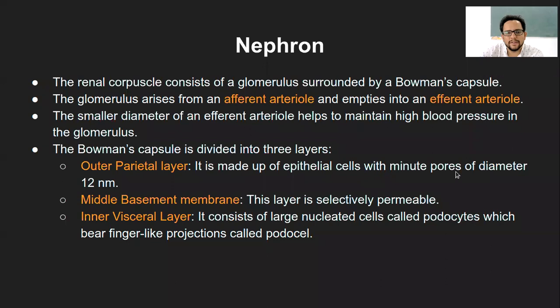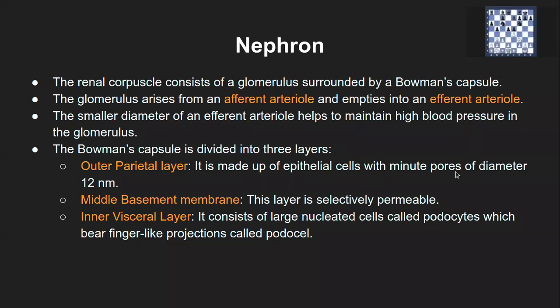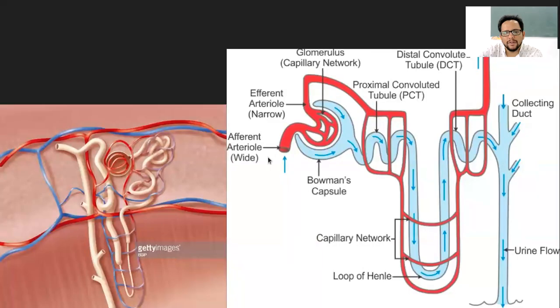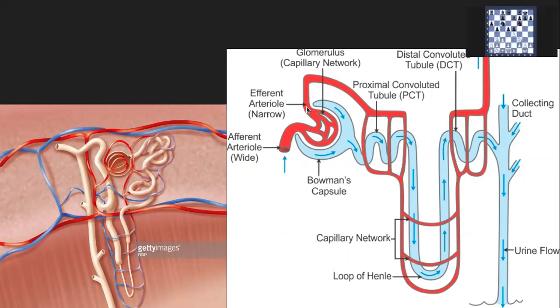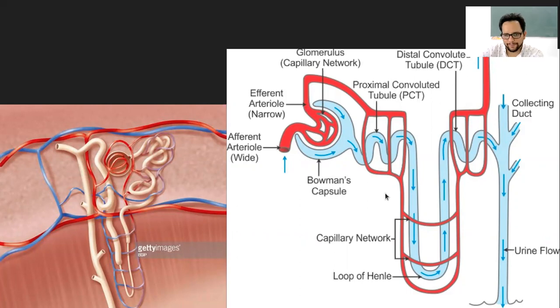So, like this, the third point said smaller diameter helps to maintain high blood pressure, right? So why does it only specifically talk about the efferent arteriole? Why not the afferent one? Because that's what we see here. Afferent has the wider diameter, efferent has the narrower diameter. So in comparison, when the blood is coming from a diameter which is bigger to a diameter which is smaller, obviously the pressure will increase. That's what it is talking about.